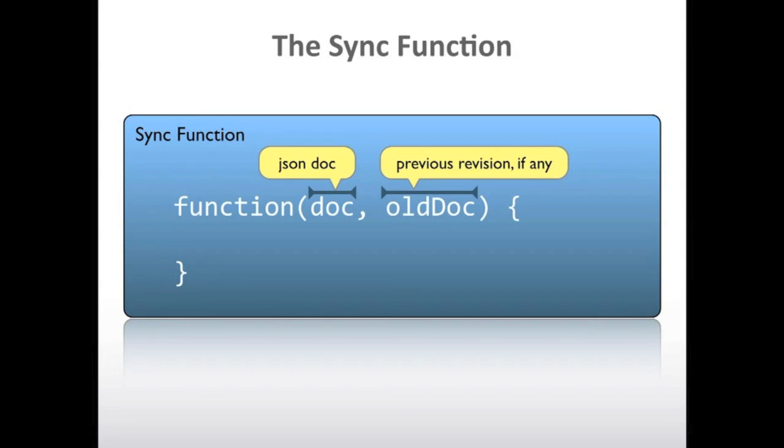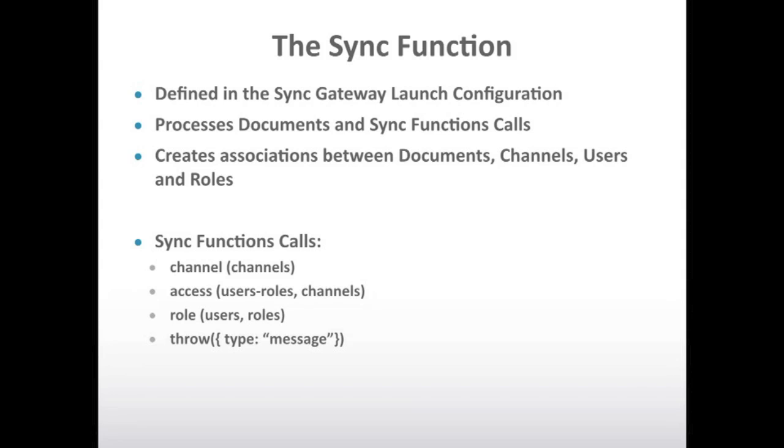If you need to do some comparisons between the two in terms of authenticating this request, and make sure that this user can continue modifying this document, you can also look at old channels it's been associated with, etc. There's a lot of things you can do with this. So we're getting the new document you're saving, and the previous revision, if there is one, will also be passed to the sync function. The sync function is defined in the Sync Gateway launch configuration. You can do that in an actual JSON file on the hard drive, or you can do it on the command line when you launch Sync Gateway.